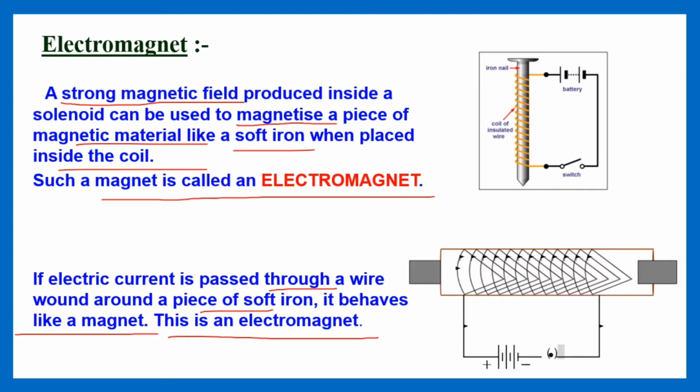These magnets are not permanent magnets. They behave like magnets only when electricity is passing through them. When electricity is not passing through, these substances will not behave like magnets. That is why they are known as electromagnets, because only on passing electricity do they behave like magnets, right?